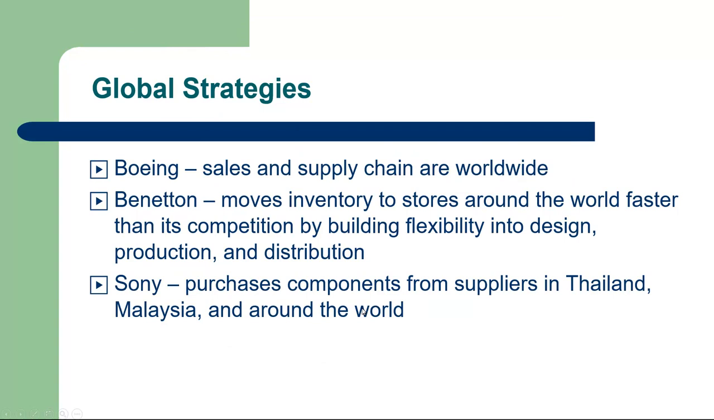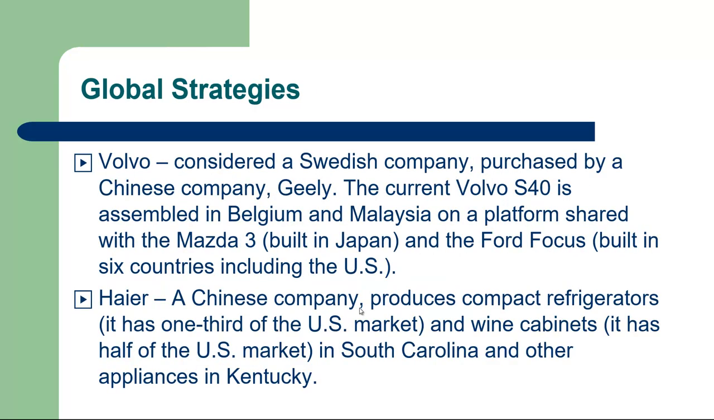Many companies extend their sales worldwide or have suppliers and purchases from different countries, whether we are talking about large items such as airplanes, or small electronic devices, or clothing. Some companies will be acquired by global companies. For example, Volvo has been acquired by a Chinese company called Geely.